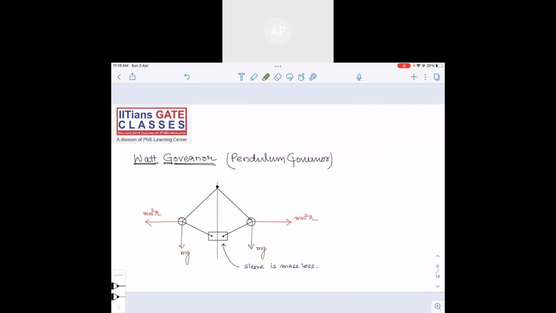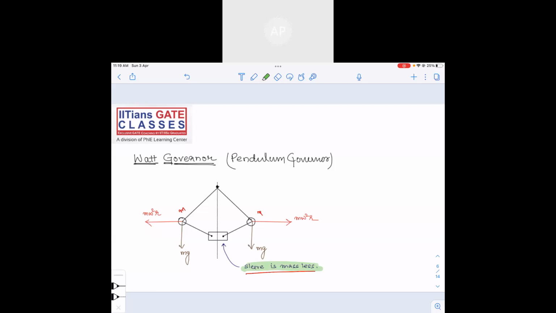So this is the Watt governor, right? This is also known as the pendulum type governor. This is the mass of the flywheel, m. There is a sleeve. The sleeve is massless. Please remember that the sleeve is massless, right? So the equation, I'll not go through the derivations and all.